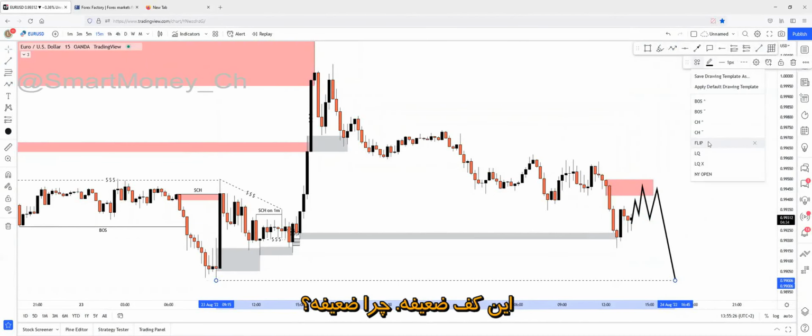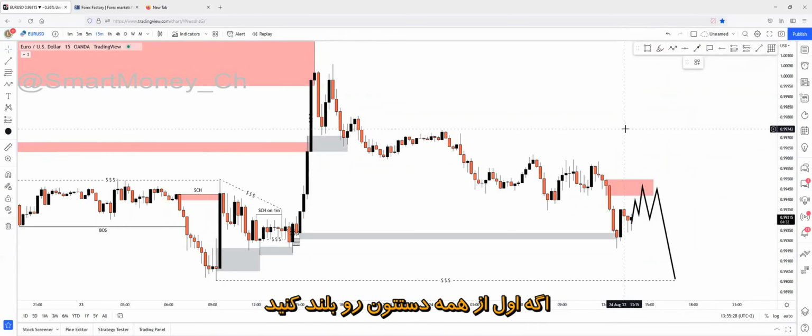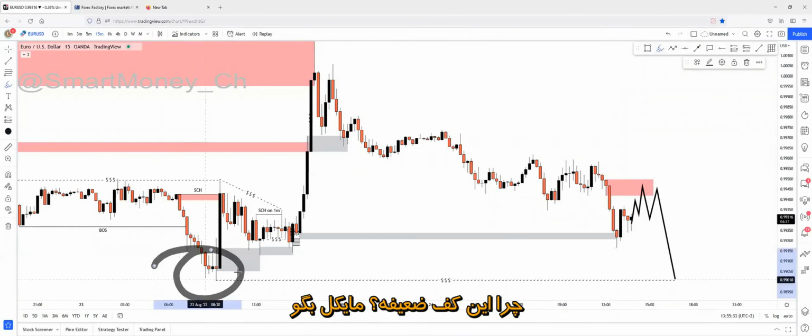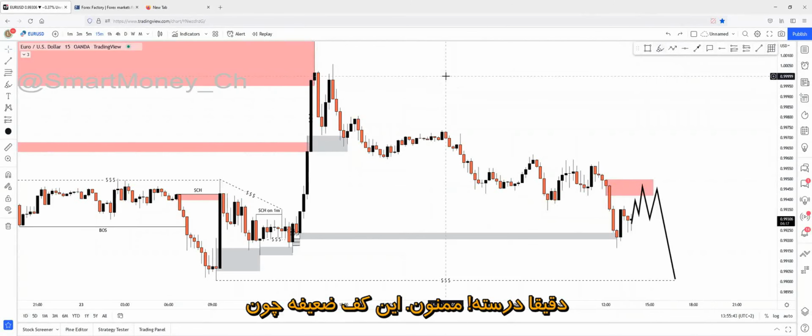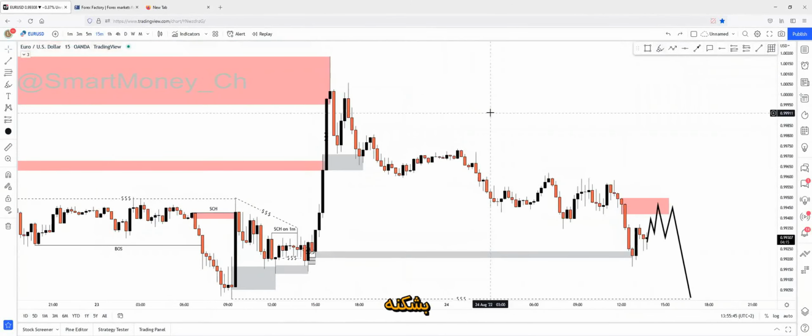Because this is a weak low point, right? Why is this a weak low point? If you raise your hand first, you can answer this question. Why is this a weak low point? Michael, please. It couldn't take the 4-hour demand supply. Exactly, thank you. This is a weak low because it couldn't take the last recent supply out.